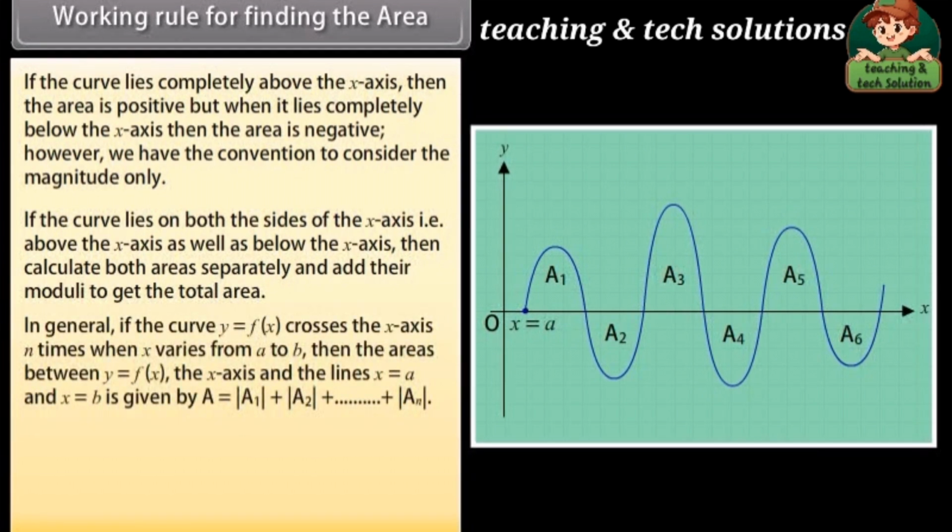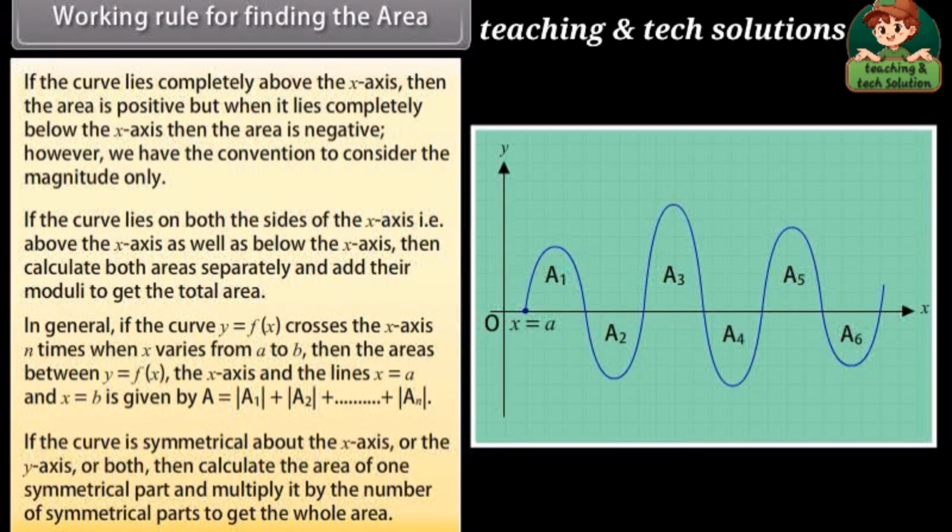In general, if the curve y is equal to f of x crosses the x-axis n times when x varies from a to b, then the area between y is equal to f of x, the x-axis, and the lines x is equal to a and x is equal to b is given by A equals modulus of A1 plus modulus of A2 up to modulus of An. If the curve is symmetrical about the x-axis or the y-axis or both, then calculate the area of one symmetrical part and multiply it by the number of symmetrical parts to get the whole area.